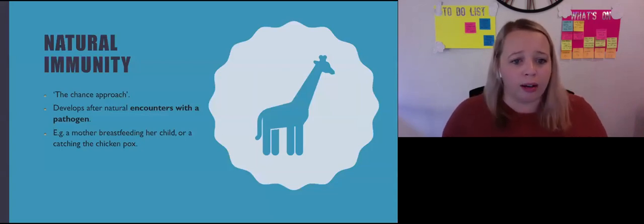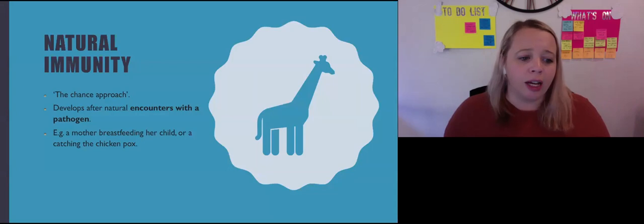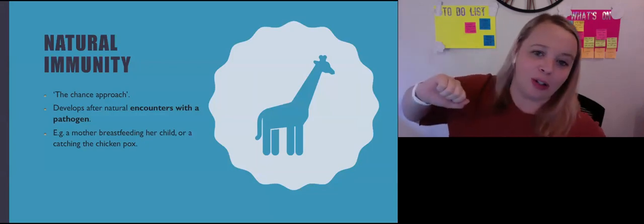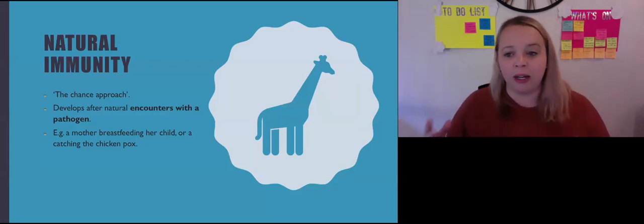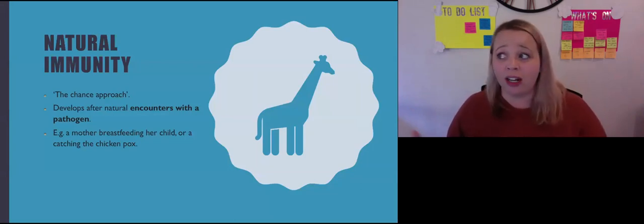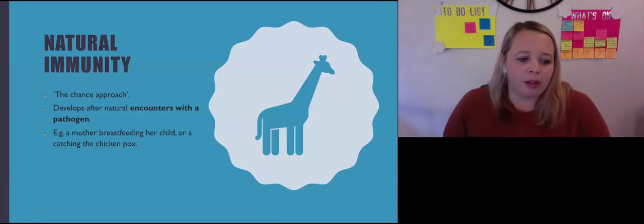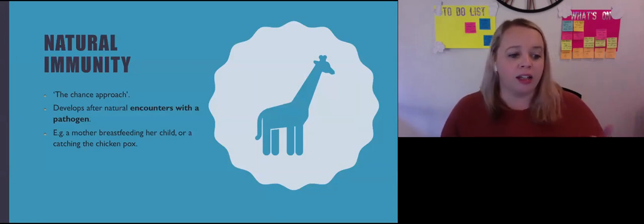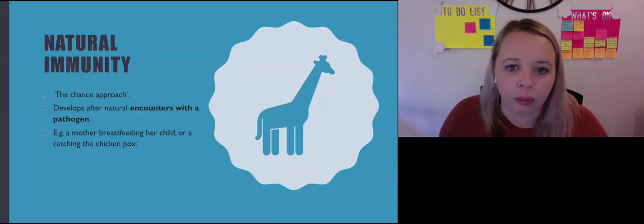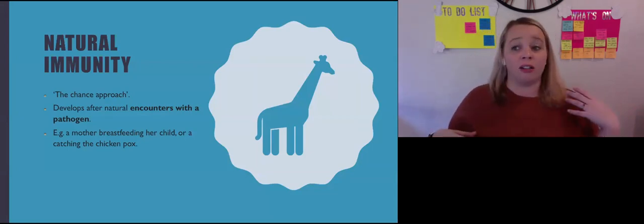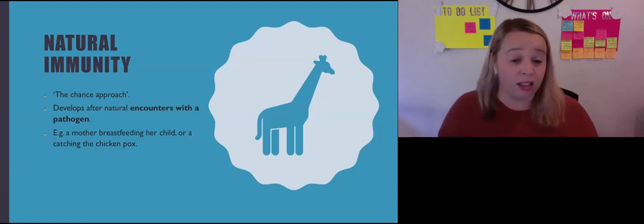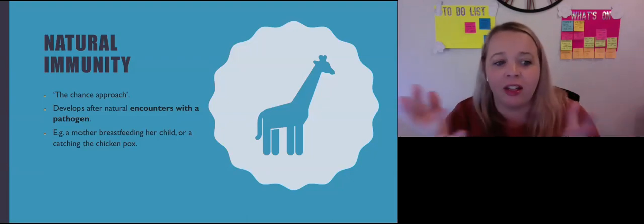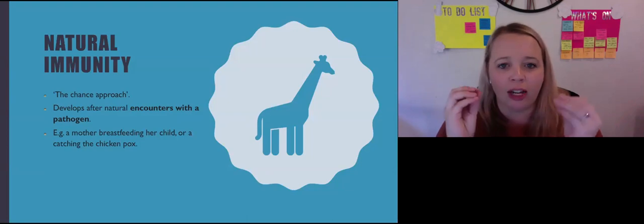So the next 2 words we're going to look at are natural and artificial immunity. So natural immunity is kind of your chance encounter. You might accidentally get access to an antigen from somewhere. So best example, you get sick, or you get exposed to a pathogen. So you catch chickenpox and therefore you develop your own immunity. The other type is a mother breastfeeding her child. That is a natural form of immunity. We aren't injecting anything into the child. The child is just feeding the way that we were designed to feed. And this develops after you naturally encounter a pathogen.